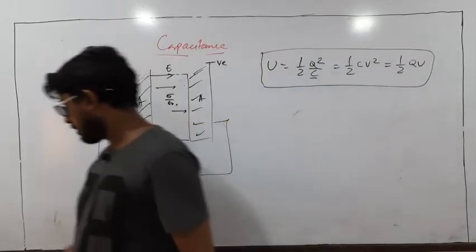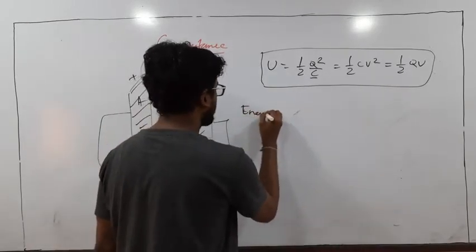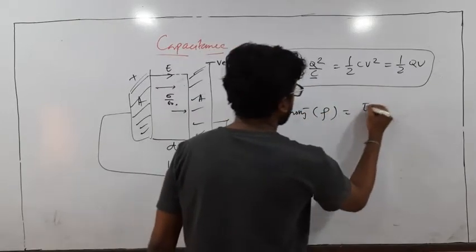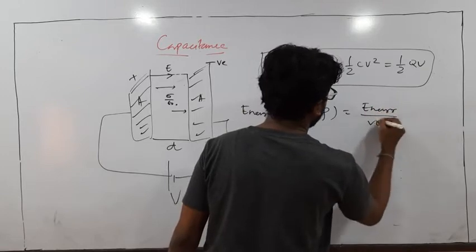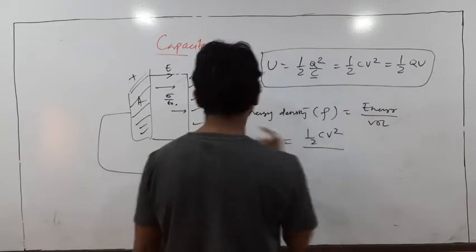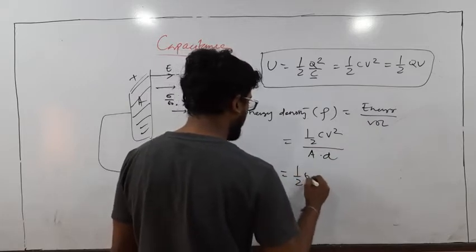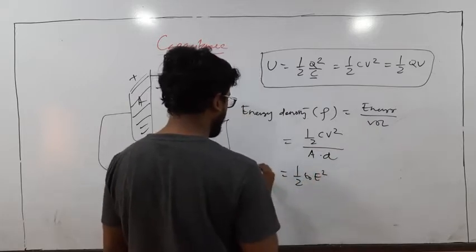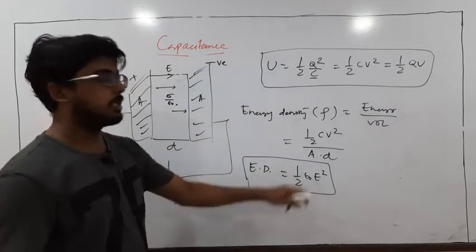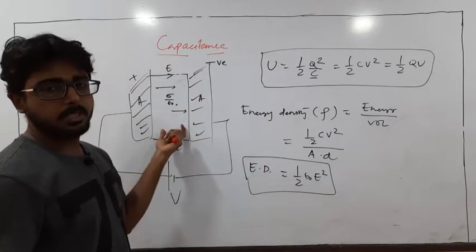Clear? Then we have to discuss what is the energy density. So energy density of a capacitor will be how much? Energy divided by volume of the capacitor. So from this we will get energy as half C V square, divided by volume of the capacitor, which will be cross sectional area into D. By solving this we will get half epsilon naught E square. This will be the energy density or energy per unit volume of the capacitor, which will be half epsilon naught E square. E is the electric field intensity within the region of the plates of the parallel plate capacitor.